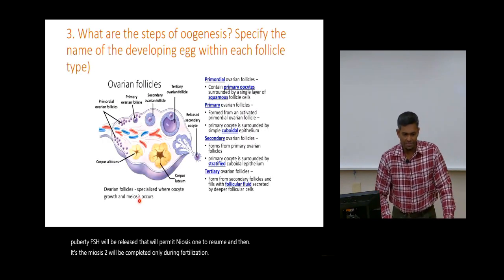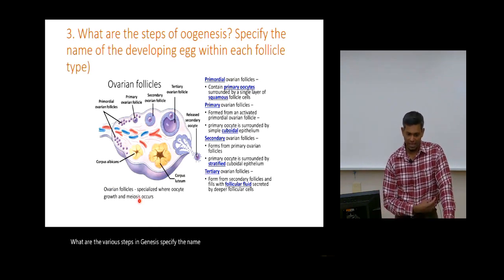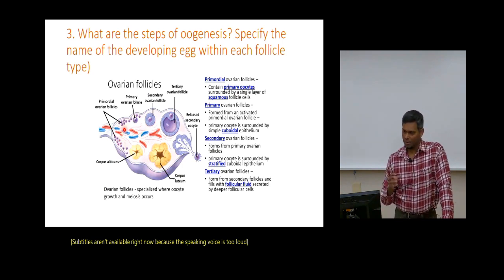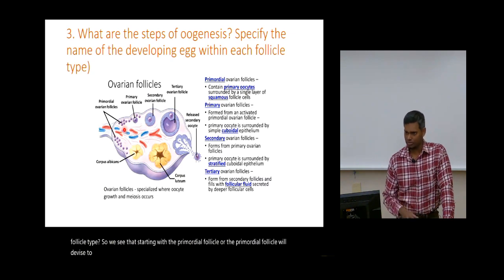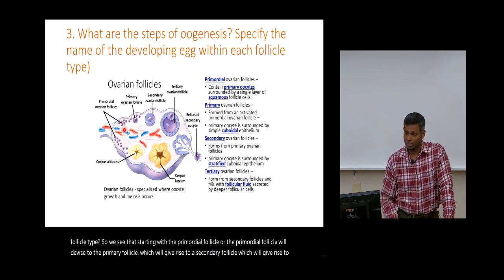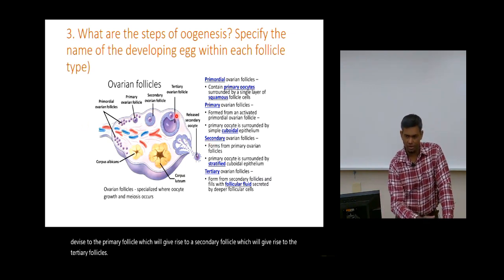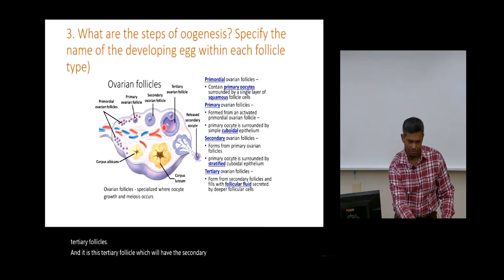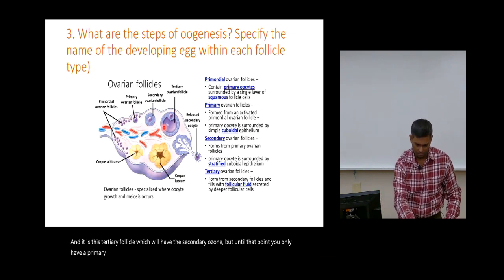What are the various steps in oogenesis? Specify the name of the developing egg within each follicle type. So we see that starting with the primordial follicle, the primordial follicle will give rise to the primary follicle, which will give rise to a secondary follicle, which will give rise to the tertiary follicles, and it is this tertiary follicle which will have the secondary oocyte, but until that point you only have a primary oocyte inside these follicles.